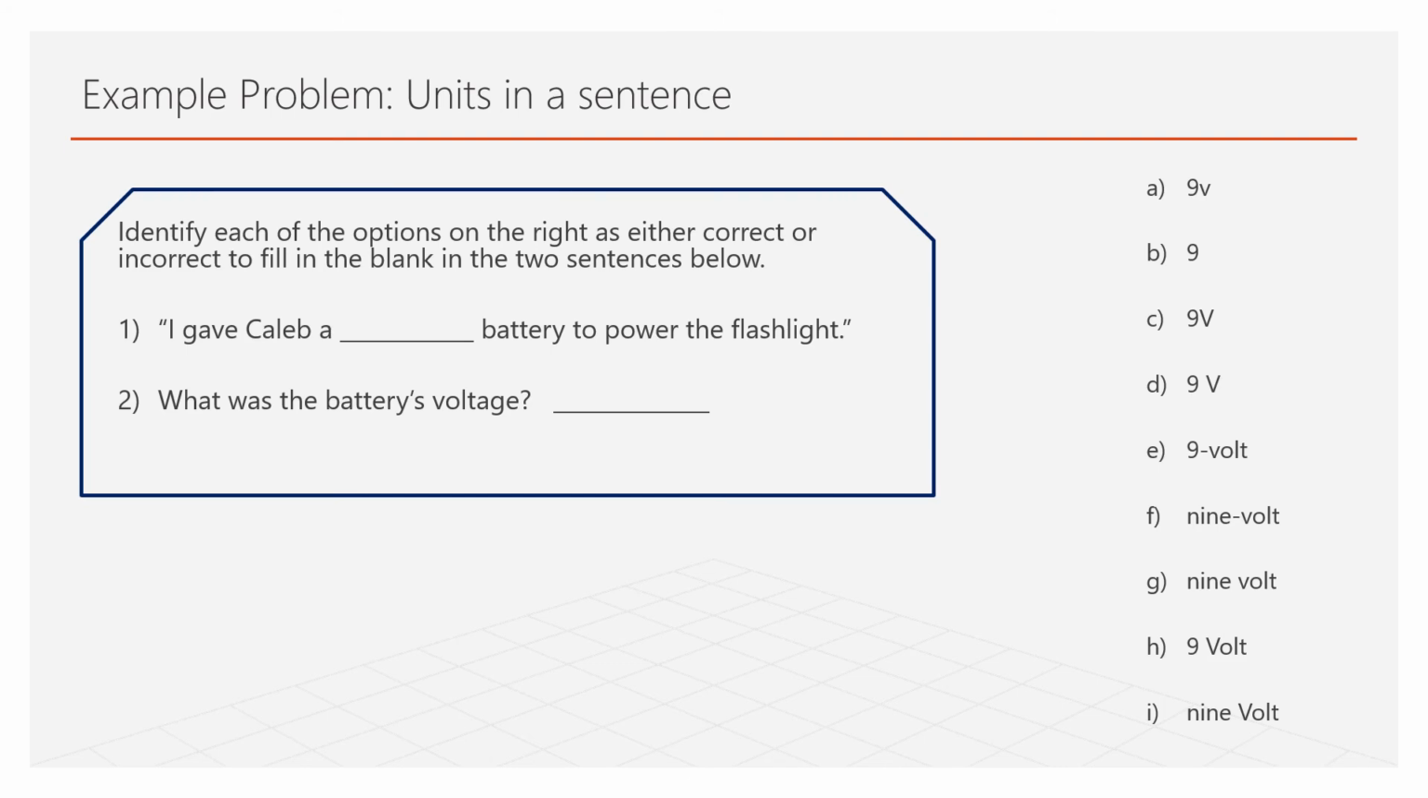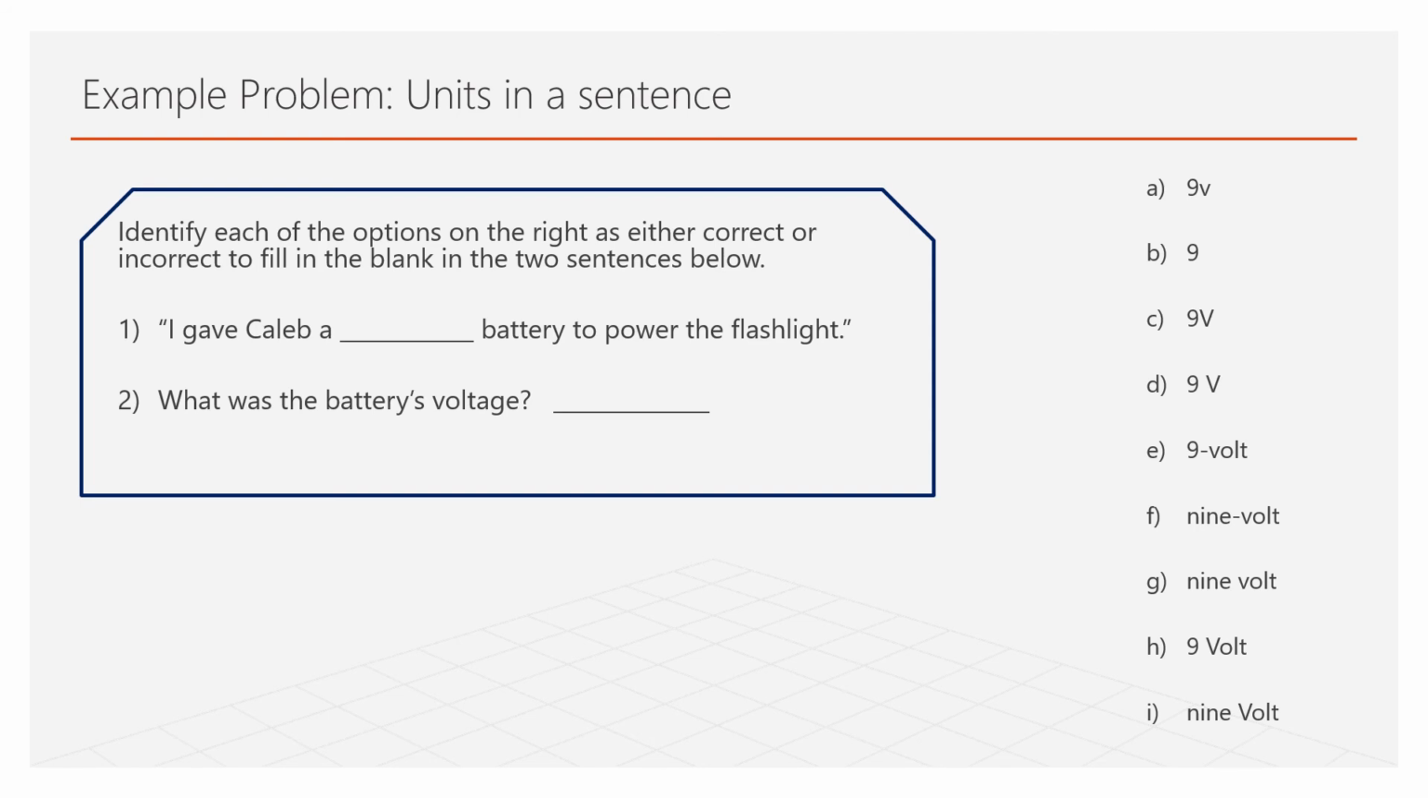Let's now do an example problem of including units in a sentence. Identify each of the options on the right as either correct or incorrect to fill in the blank in the two sentences below. The first one is a sentence that reads, "I gave Caleb a blank battery to power the flashlight." And the second one is a question that reads, "What is the battery's voltage?" Fill in the blank. Let's go ahead and look at each of these 9 options.